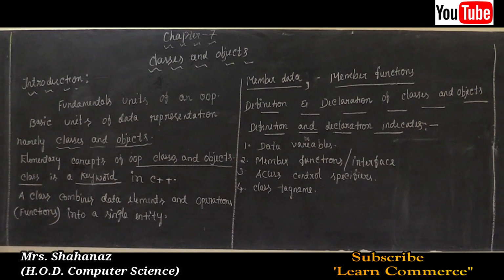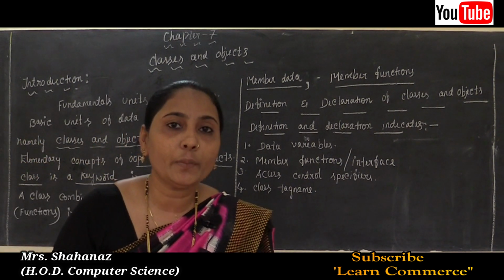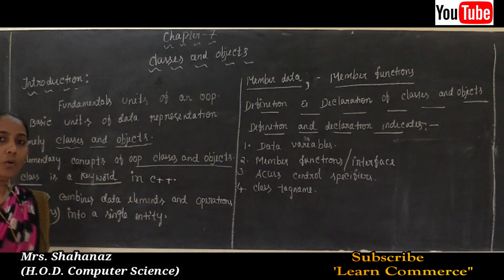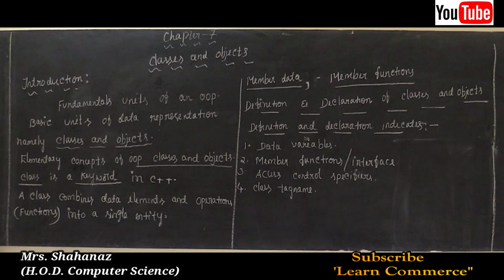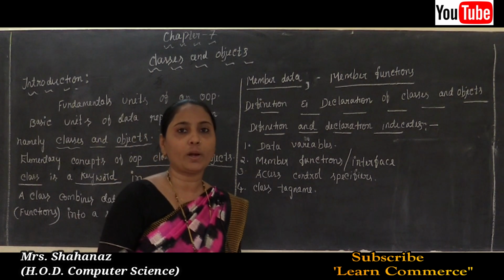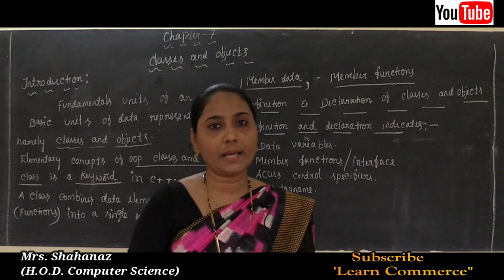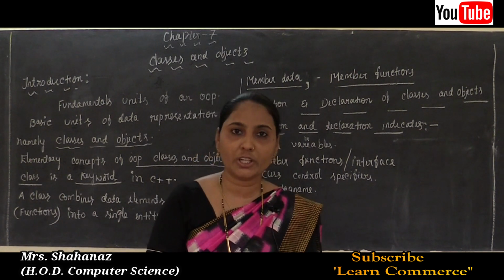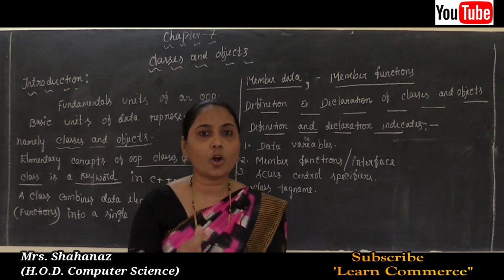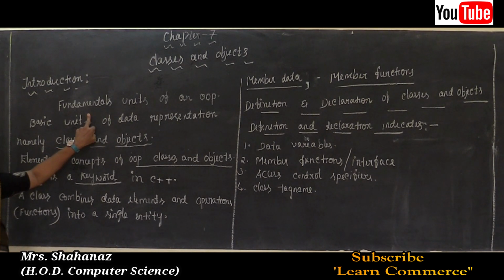So in our introduction, why? Because in the previous chapter we learnt the fundamental units of object oriented programming. What are the fundamental units? In the last chapter we learnt that data abstraction, data encapsulation, inheritance, polymorphism, objects and classes are called the fundamental units of object oriented programming.